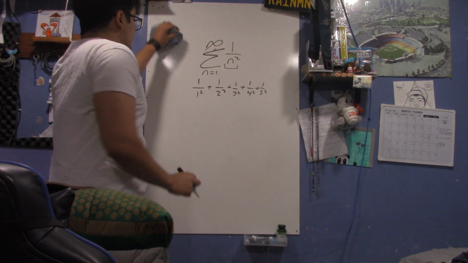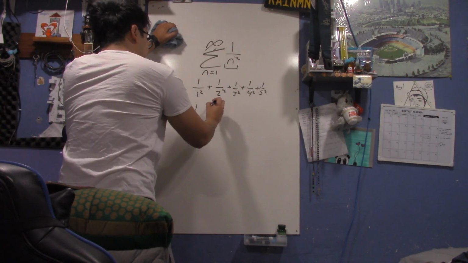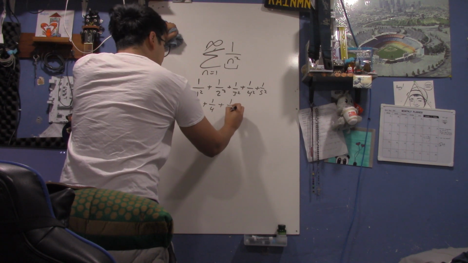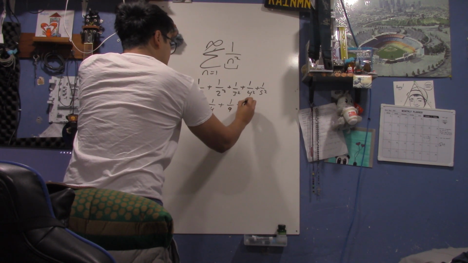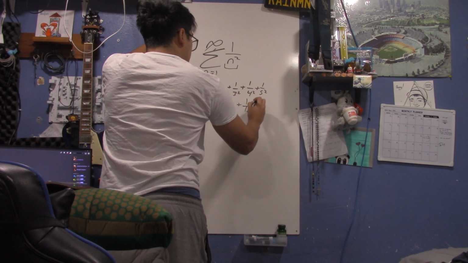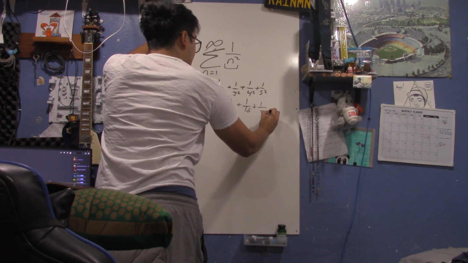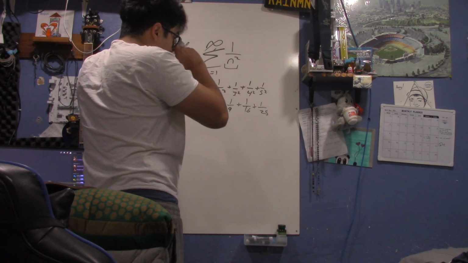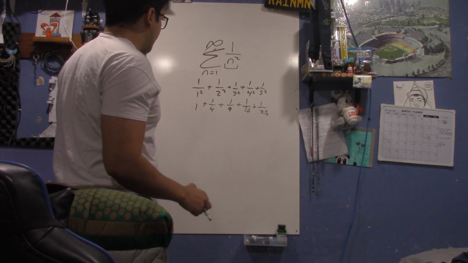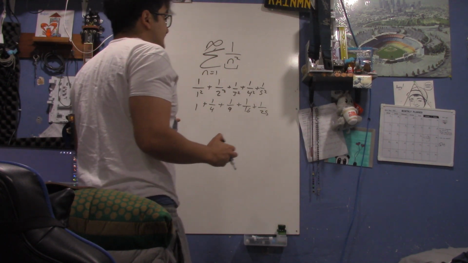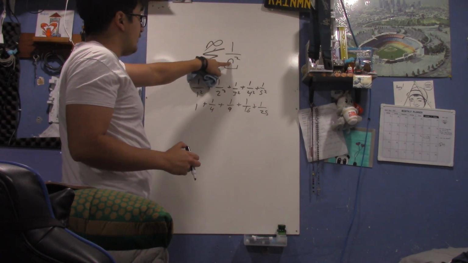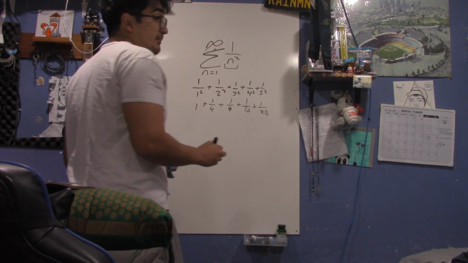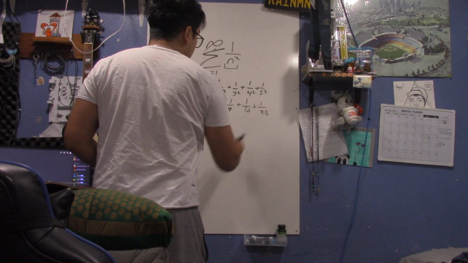So as you can tell, 1 over 1 is 1, 1 over 2 squared is 1 over 4, plus 1 over 3 squared is 1 over 9, plus 1 over 4 squared is 1 over 16, 1 over 5 squared is 1 over 25. And as you can tell, this number is going to become increasingly smaller as time goes on. And what that means is that we're going to be adding numbers as the value of n grows larger. We're going to be adding numbers so incredibly small that they're going to approach 0. The number as a whole is going to approach 0.